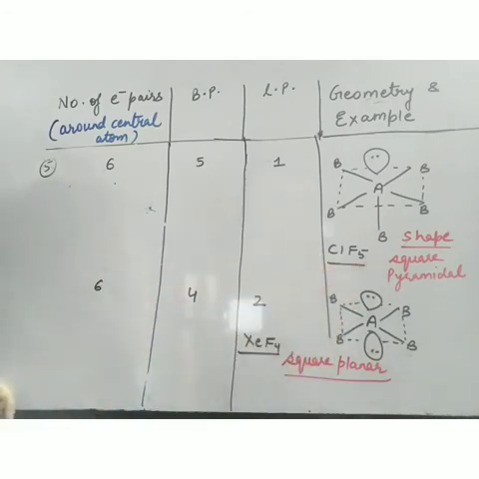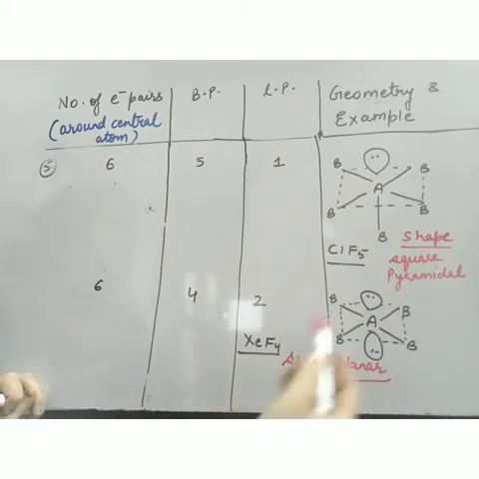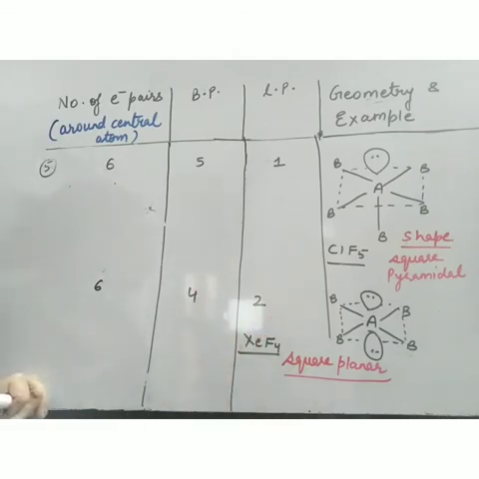Now the last example would be, because now only 2 axial positions are there, so 2 lone pairs maximum we can put. So 4 bond pairs and 2 lone pairs. So these are 2 lone pairs, and what is the shape? Square planar, and this shape is occupied by the molecule XeF4. And this is again your exception to octet rule, because this is a compound of noble gas, and according to octet rule noble gases do not make any compound.